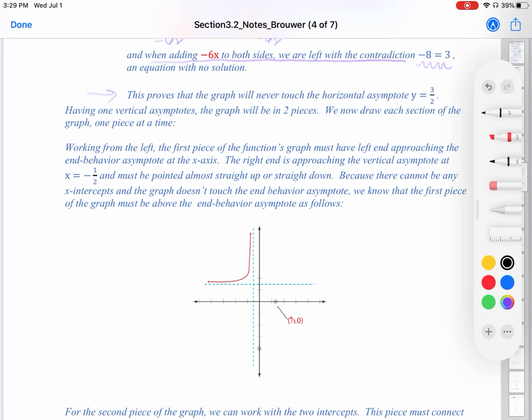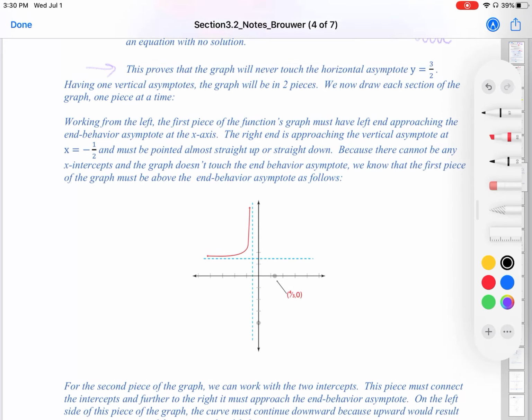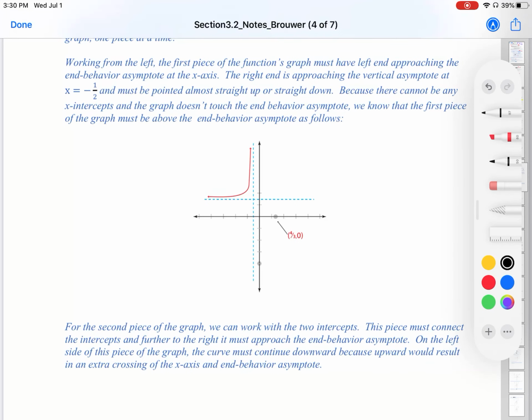Having one vertical asymptote, the graph will be in 2 pieces. We do draw each section of the graph one piece at a time. Working from the left, the first piece of the graph must have a left end approaching the end behavior asymptote at the x-axis. The right end is approaching the vertical asymptote at x equals negative 1/2, and must be pointed almost straight up or straight down. Because there cannot be any x-intercepts and the graph doesn't touch the end behavior asymptote, we know the first piece of the graph must be above the end behavior asymptote.